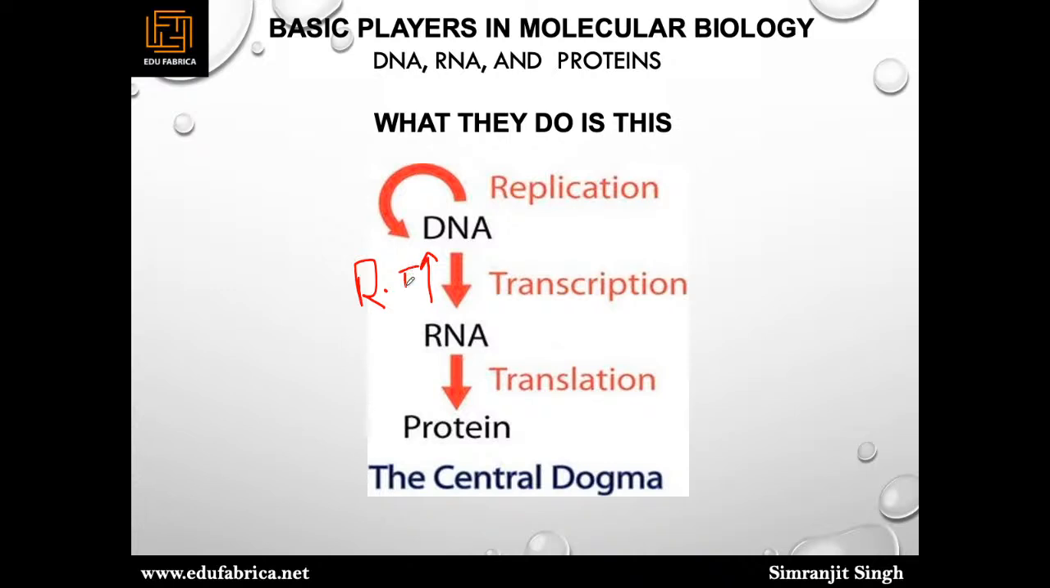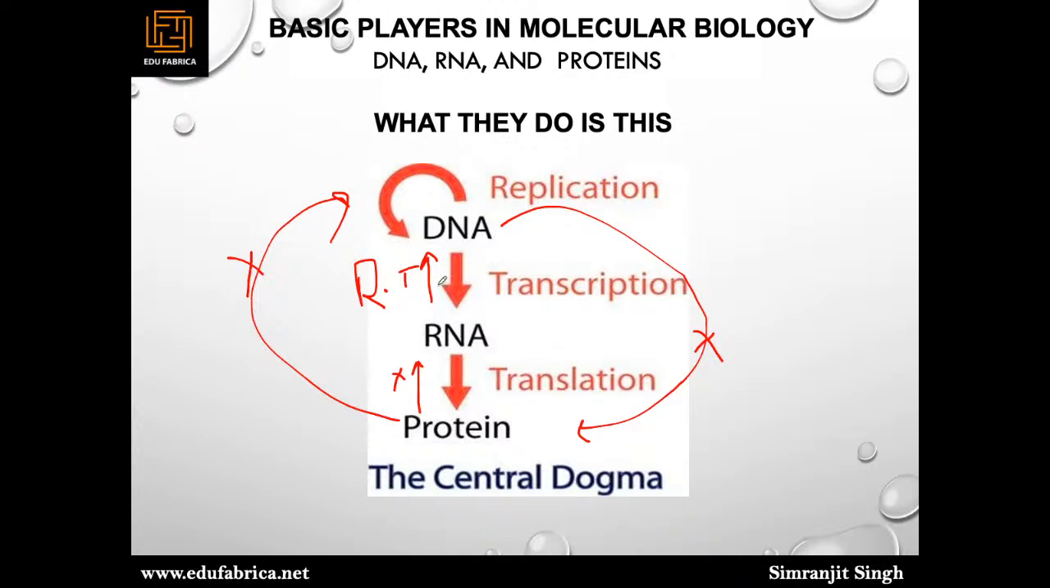And remember that from protein your DNA can never be produced. Also, from DNA your protein cannot be produced directly. This also never happens. And from protein your RNA is also never produced. So these three things never happen within the central dogma of life.